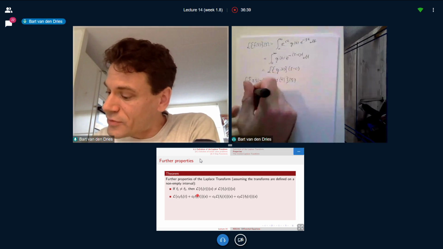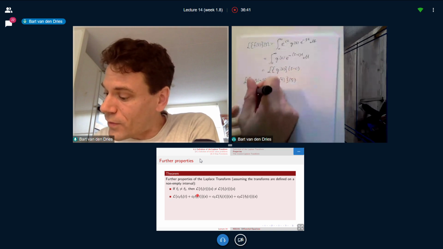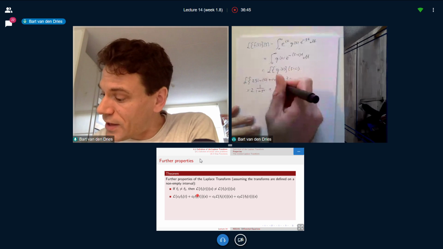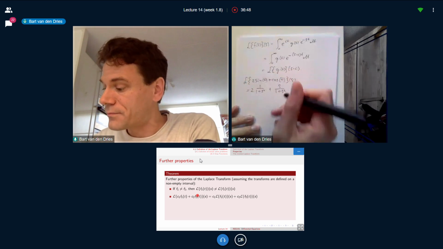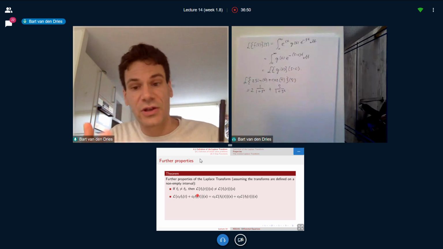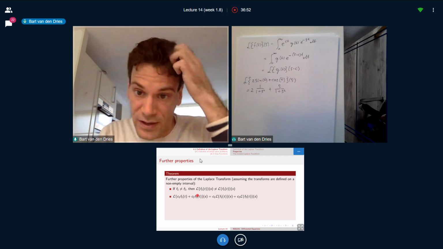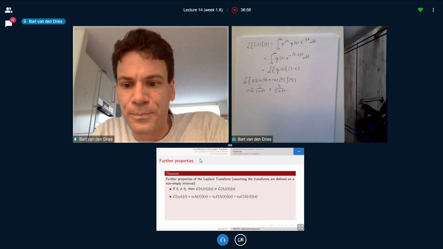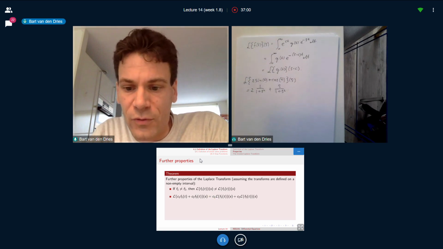So we get 2 times the Laplace transform of the sine, which is 1 over 1 plus s squared, plus the Laplace transform of the cosine, which is s divided by 1 plus s squared. So in that way, you can simply take these linear combinations. That's very nice. It's a direct consequence of the linearity of the integral, sum and some rule for integration.